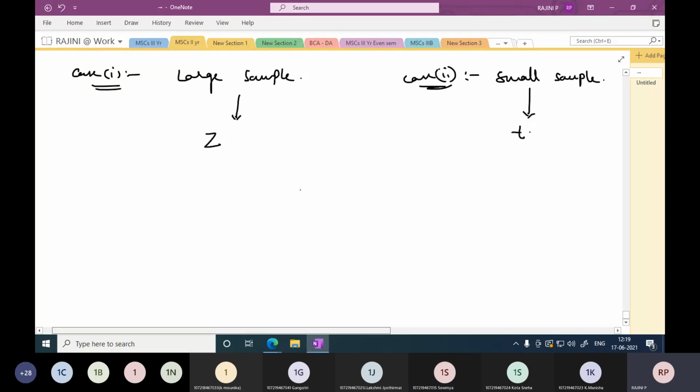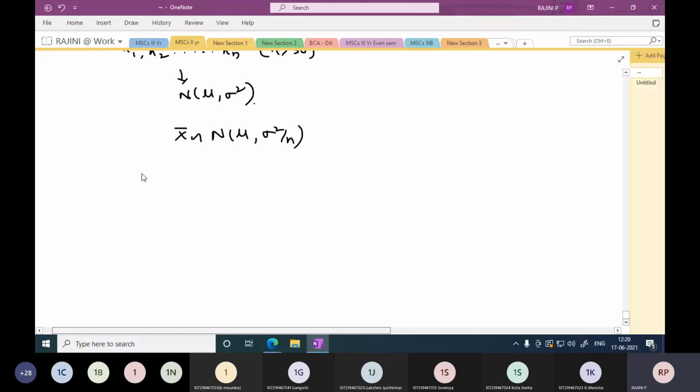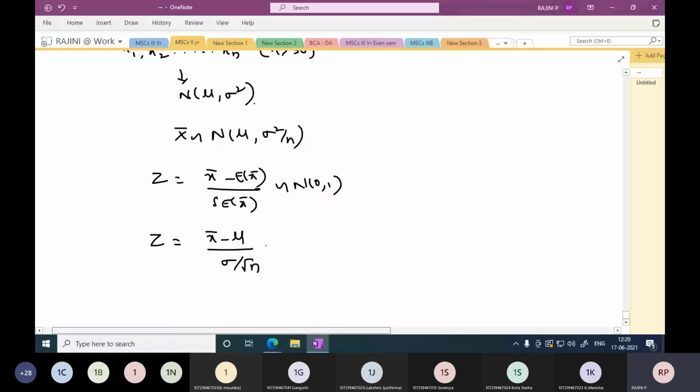Now we have a sample x1, x2, and so on up to xn, where the sample size is greater than 30. The sample is taken from a normal distribution with mean mu and variance sigma squared. Then we know that x bar also follows a normal distribution with mean mu and variance sigma squared by n. Then Z is equal to x bar minus expectation of x bar by the standard error of x bar, which is equal to x bar minus mu by sigma by root n, and follows normal 0 comma 1.